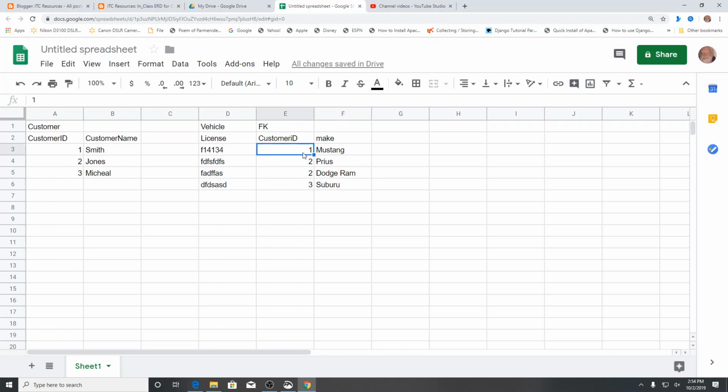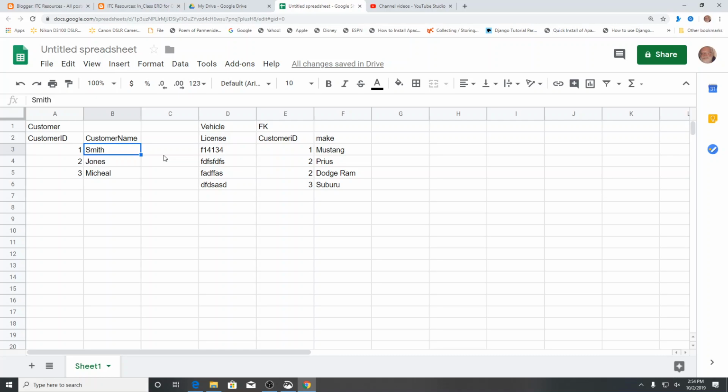So this 1 relates to the 1 in customer, which tells me that it's Smith. That's how they relate. You don't have to repeat their name. You don't have to repeat anything about the customer. It's just the number that relates it to the customer in the customer table.